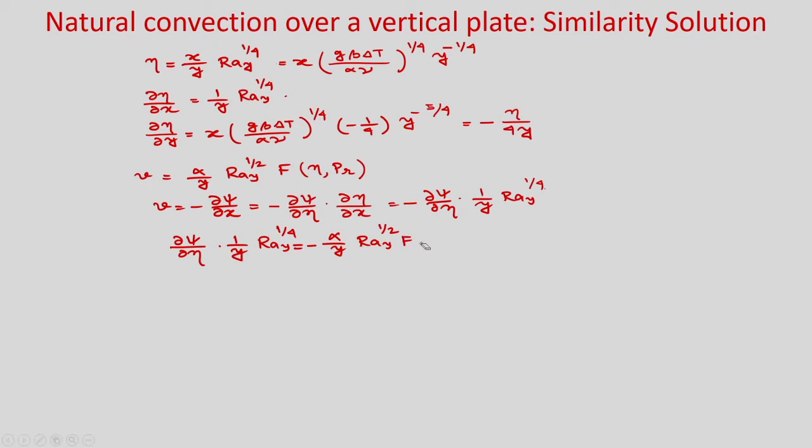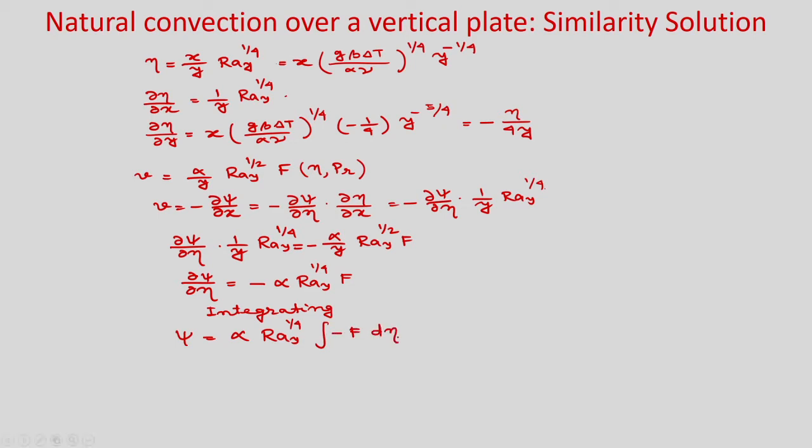Okay. So, now you can write del psi by del eta is equal to, so this y will get cancelled. You will get minus alpha Rayleigh number to the power 1 by 4 into f. Now, you can integrate it. So, integrating, you can write psi is equal to alpha into Rayleigh number to the power 1 by 4 integral minus f d eta. Okay. And the integration constant is put inside this integral.